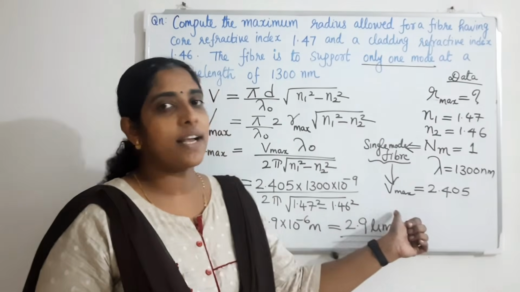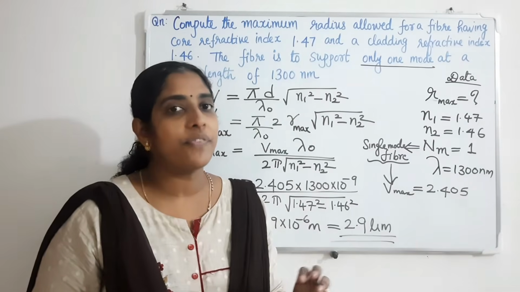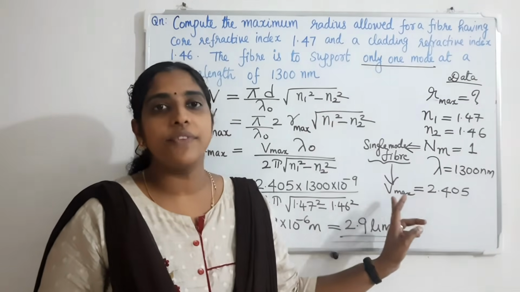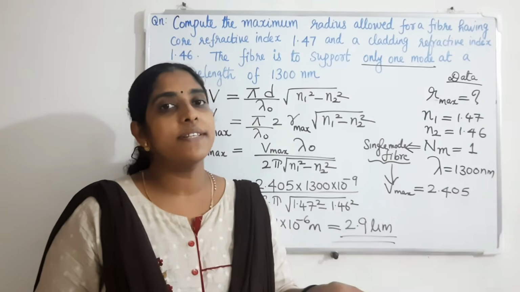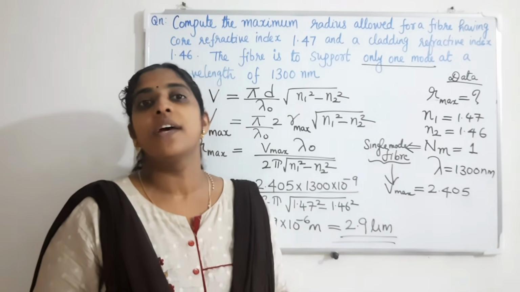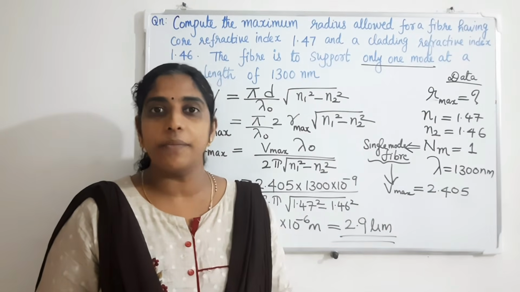Here we have used the concept that for a single mode fiber, the maximum value of V number possible is 2.405. If the V number is greater than 2.405, that fiber corresponds to a multi-mode fiber.